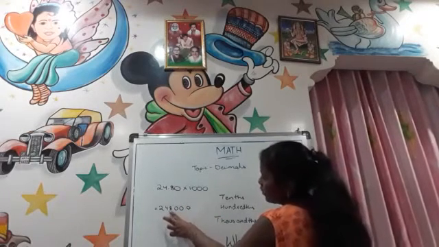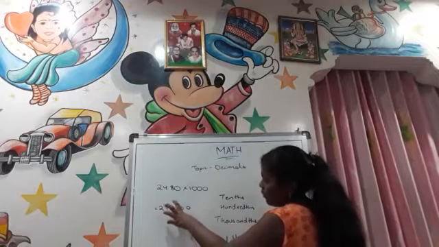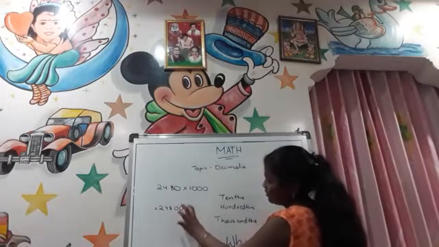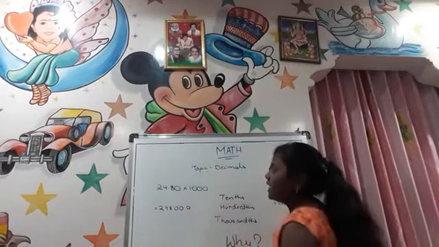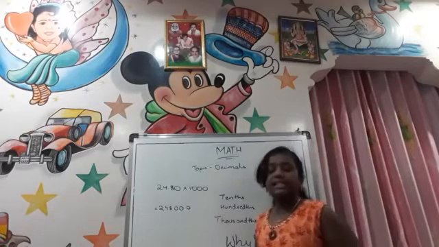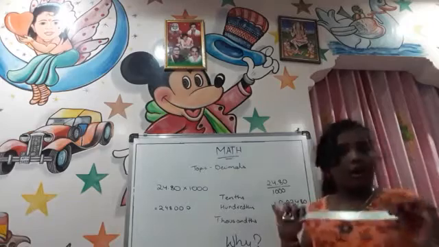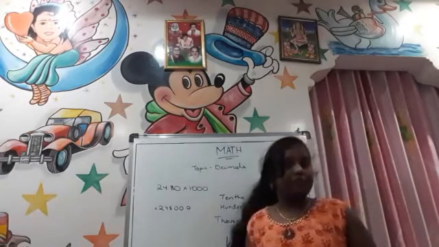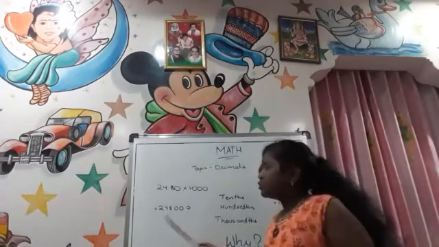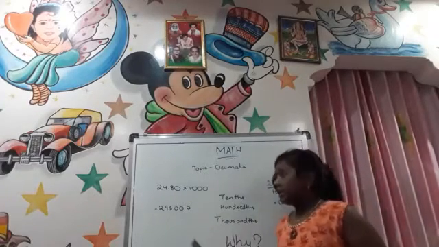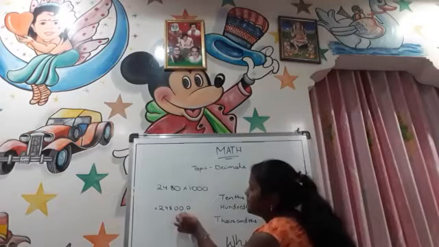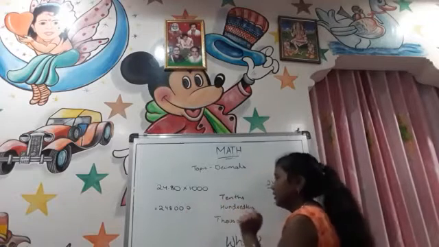Why do I have 0.0 here? Because if I leave it as 24800, it will be a normal number, because in decimals, zeros are not counted. So I kept a point and I added 0 here.